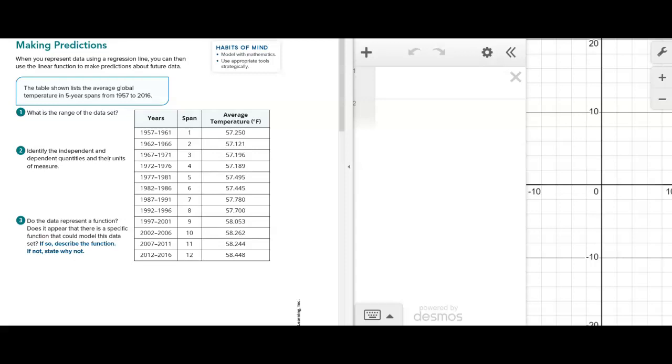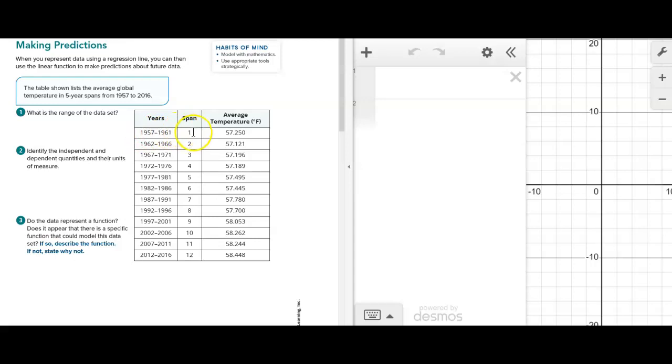This tutorial continues our work with linear regressions in the lesson called Like a Glove, and it's activity 2, which is about using data and using regression lines to make predictions. So in this assignment, we're going to use the data that's right here in this table to make predictions about global temperatures. So in this table, we have 4-year spans.